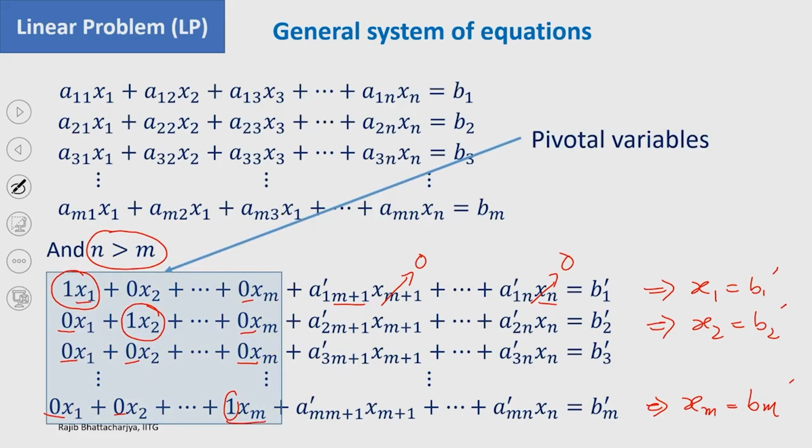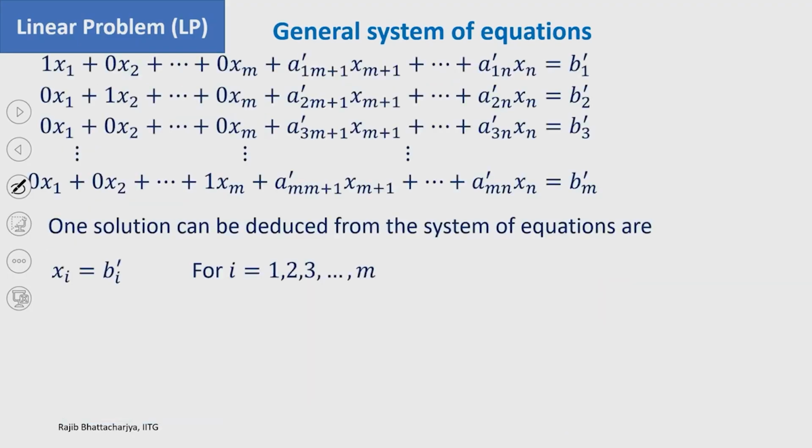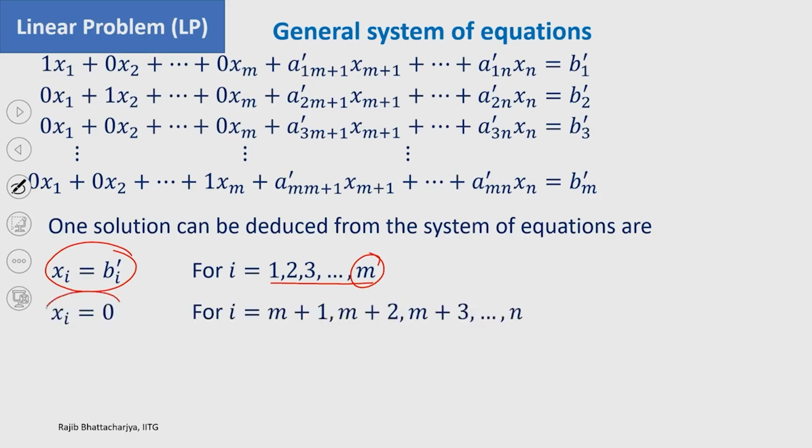We call these pivotal variables and these non pivotal variables. And these are the right hand side, and you can say these are constants. So, one possible solution is that x i equals b i dash for i equal to 1 to m, where m is the number of equations in this case, and for the other variables, that is from m plus 1 to n, these are all non basic variables and we are putting x i equal to 0 in that case.